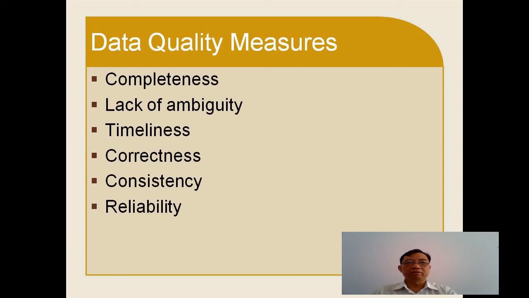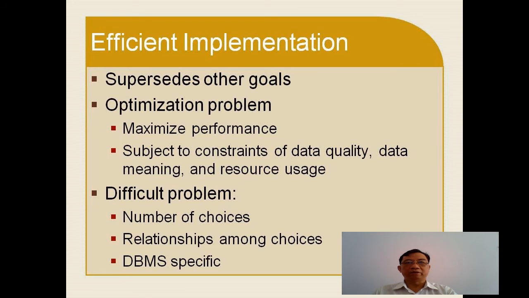Efficient implementation. You see here, services are the goals. It is an optimization problem: maximize performance, subject to constraints of data quality, data meaning, and resource usage. It is a difficult problem, with a number of choices and the relationship among choices. It maybe trumps other goals. No system if not efficient enough. And a complex subject, focus on advanced database.